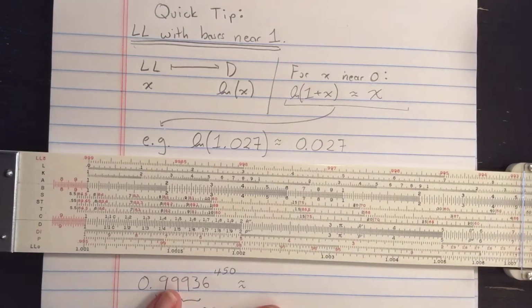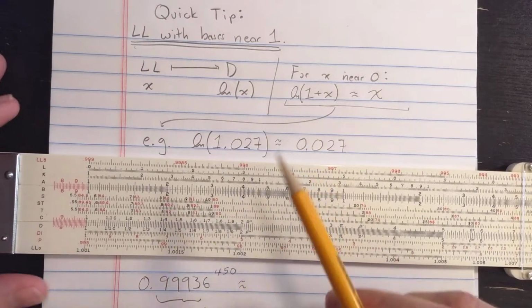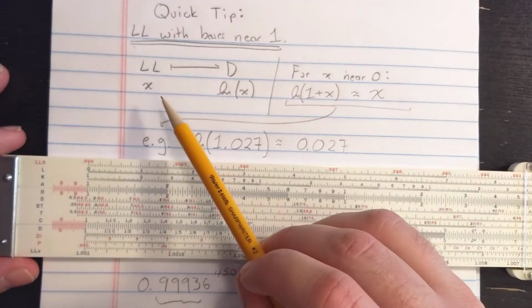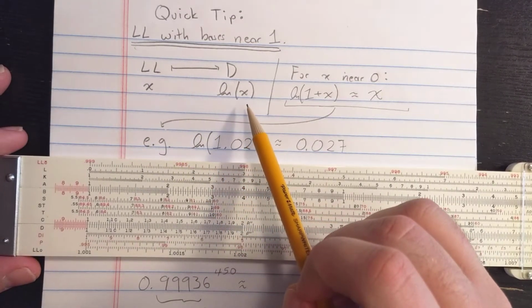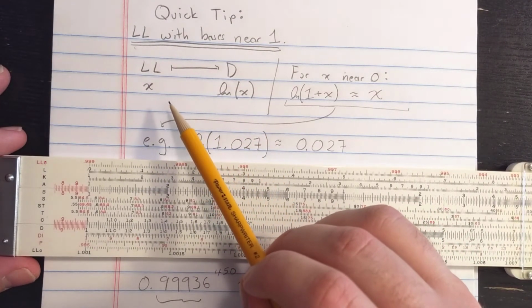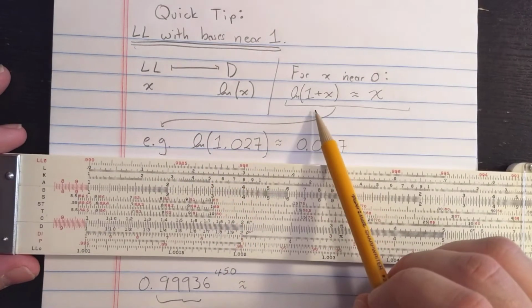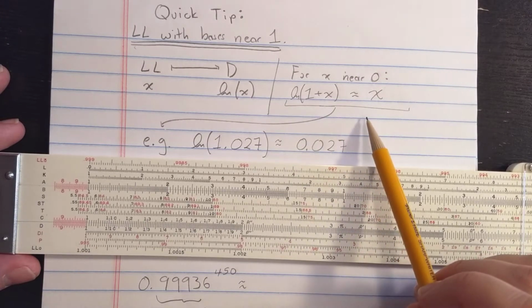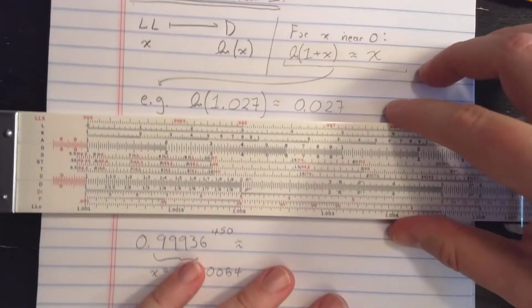Well, the trick is from calculus. If you read from the LL scale to the D scale, then you read the logarithm of x, where x was what you read on the LL scale. And so the trick is, if x is near 0, natural log of 1 plus x is about the same thing as x.